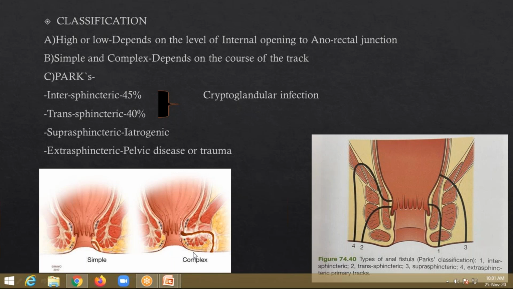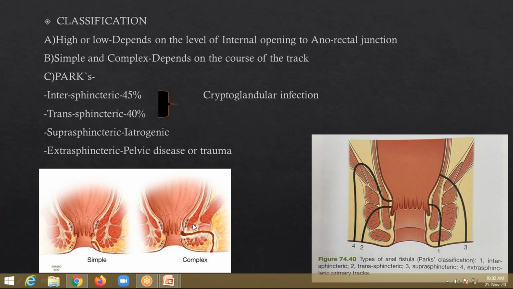Whereas in complex fistula, see here, the internal opening is here, and the course of the tract is passing through the internal sphincter, external sphincter, and it is coming and opening somewhere here in the skin of the buttock. So it is piercing. What happens if you excise this tract completely?